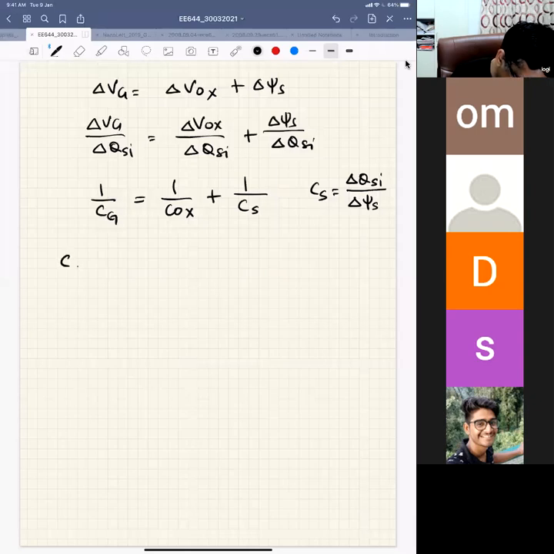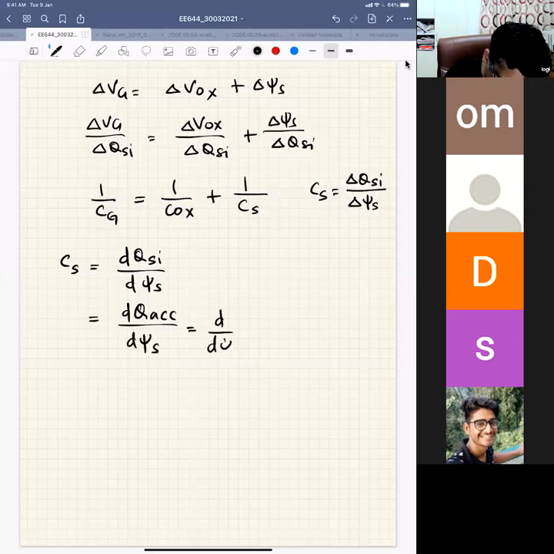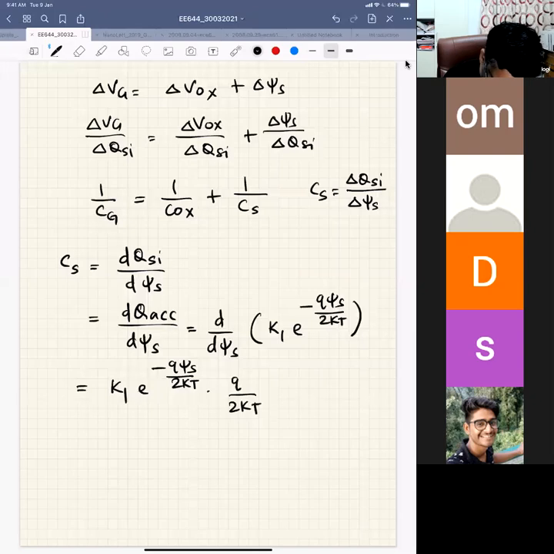Now if I want to find Cs, this is nothing but dQ silicon by d psi s, right? In the small signal case I could write it. And in case one, this is nothing but the accumulation charge. And accumulation charge I told you will be some constant times e to the power minus q psi s by 2 kT. So I could still write it as e to the minus q psi s by 2 kT, if I take the differentiation, times minus q by 2 kT, right? So this is your charge, this is your silicon charge.